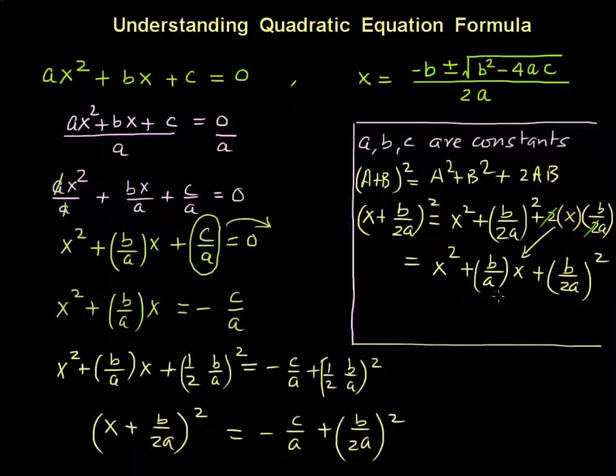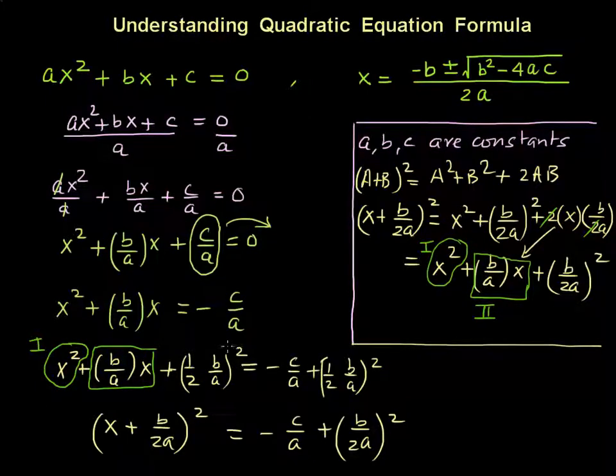So basically we are getting here three terms, and let's compare these three terms with this equation here. The first term here is this one, and that first term is here, so let's define it as the first term. The second term here is b upon a into x, and that second term is still here, and we can clearly see it. And the third term is half b, this one here, and that third term is here, and we can clearly see it.